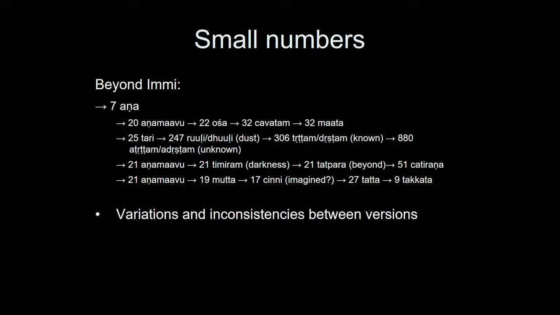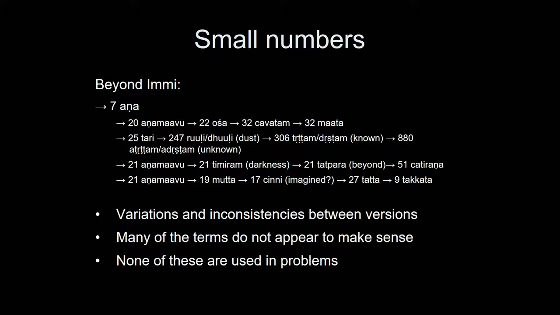We note a lot of variations and inconsistencies between the different versions, so the different manuscripts sometimes include all of them, sometimes include some of them, sometimes change the names, sometimes change the numbers in this sequence. Again, as I said, many of the names of the numbers do not make sense. And most importantly, none of this is used in the actual problems. So you present a long list of crazy, very small numbers, which you're not going to use next. So this is something to note.